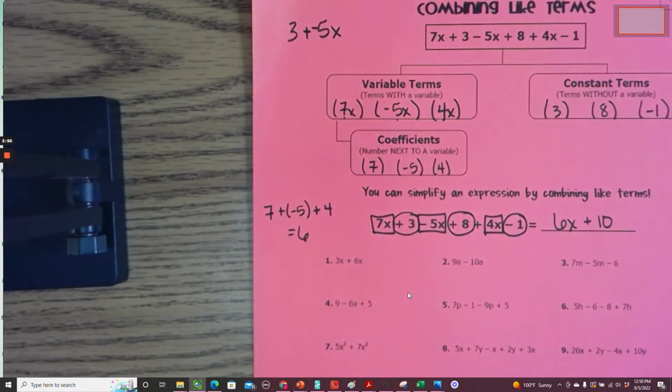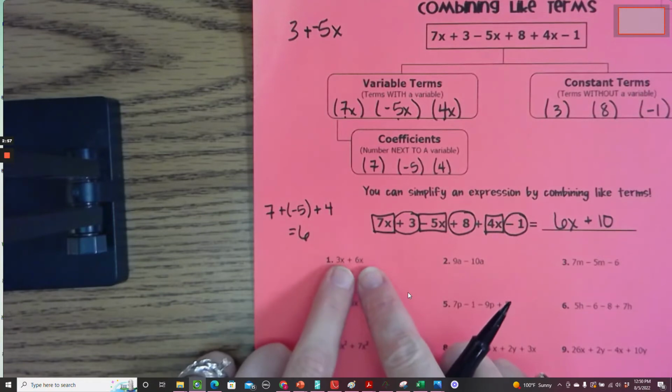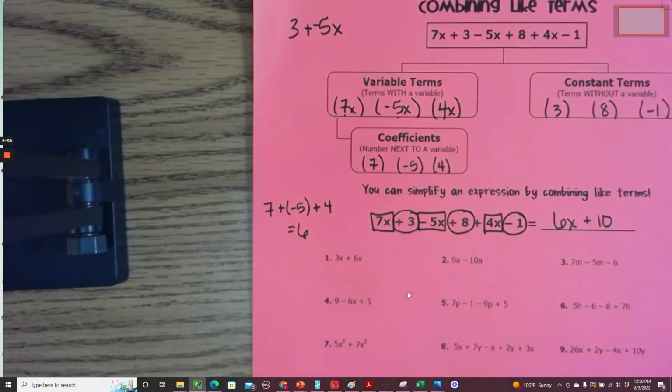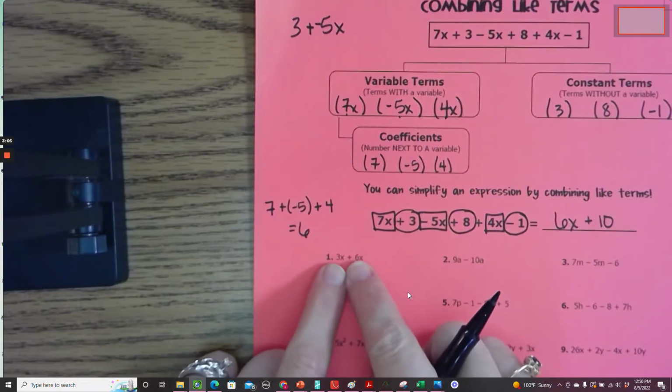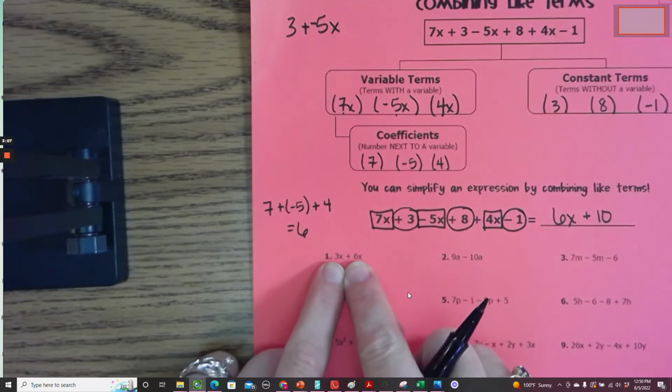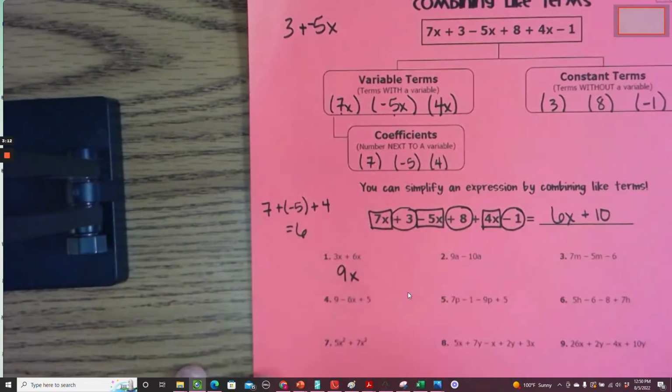So all we're doing is adding the things that are alike. Here we've got a 3x and a 6x. They're both x's, so the letters have to be the same, and the exponents have to be the same. Okay, so we'll see an example of that later on. The letters are the same, so all I have to do is add the coefficients. 3 plus 6 is a 9. Tack the variable onto the end.